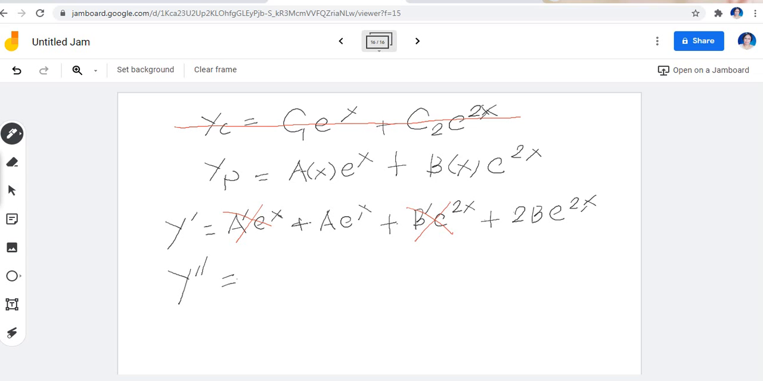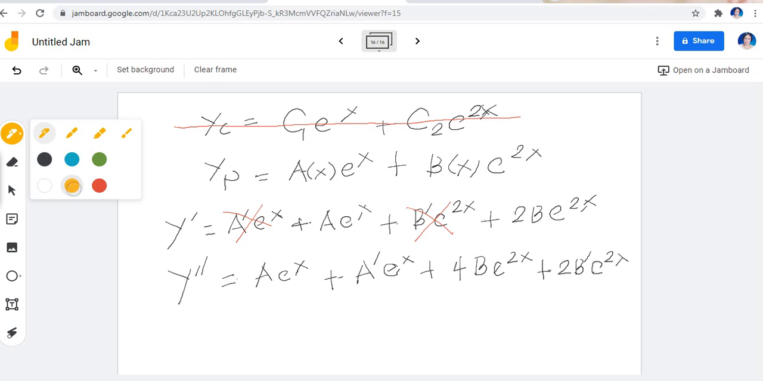So you'll have, in this case, the same thing, a e raised to x plus a prime e raised to x plus 4b e raised to 2x, that would be this differentiated multiplied to this, plus 2b prime e raised to 2x. So the derivative of this one will be this 2. Now, the derivative of this one will be this 2.